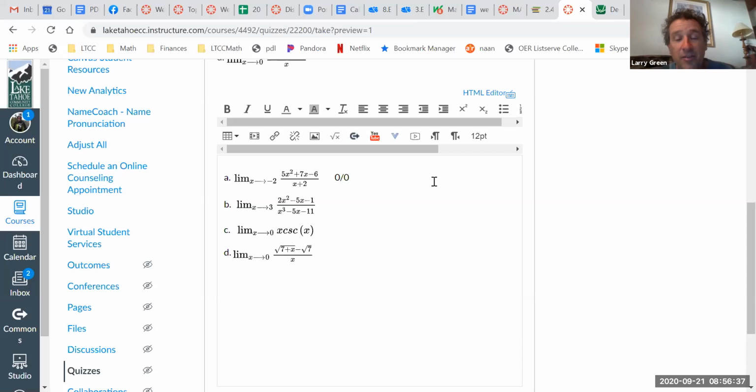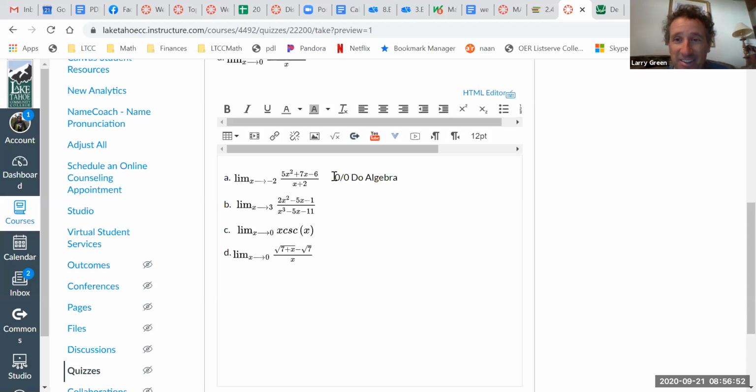And do you remember, does 0 over 0 mean it doesn't exist? What do you think? No. Yeah, gotta work it out algebraically. Yeah, it means do algebra. And hopefully it's obvious this isn't one where we do trig.